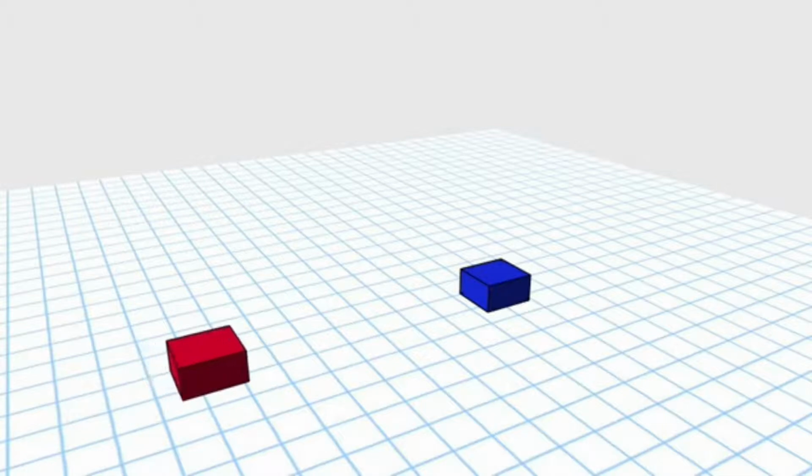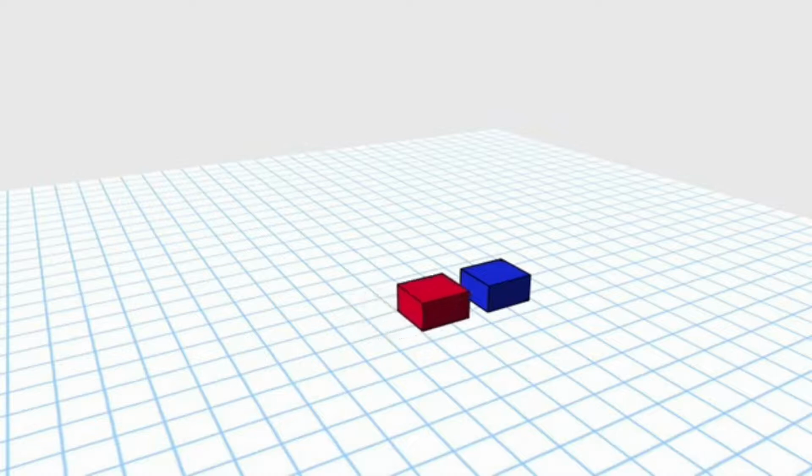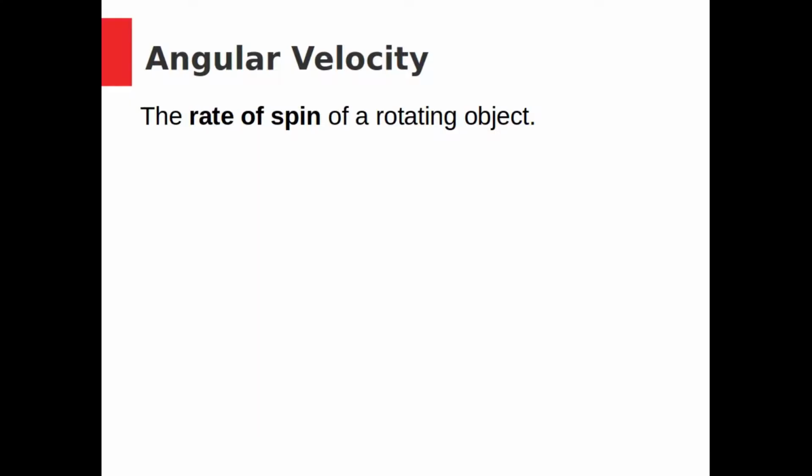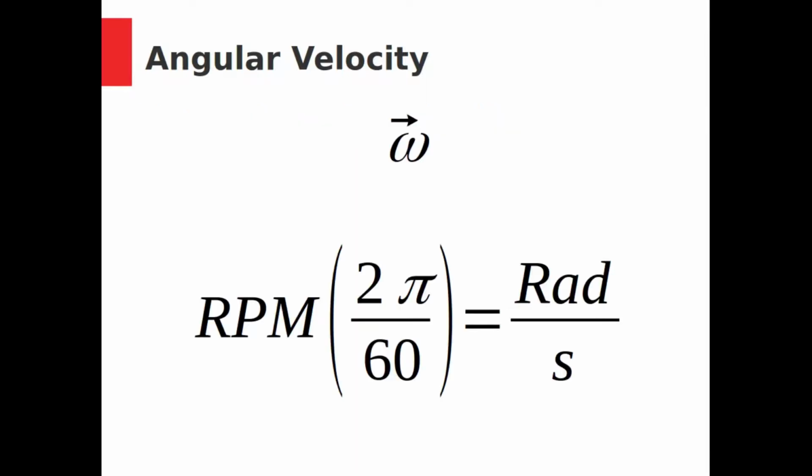Back in kinematics, we introduced another variable to describe motion: velocity, the rate of change of position, how fast something moves. As you probably guessed, in rotational dynamics, there is a quantity called angular velocity. It's the rate of change of angular position. Or, more simply, if regular velocity tells you how fast something moves, angular velocity tells you how fast something spins. Angular velocity is symbolized by the Greek letter omega.